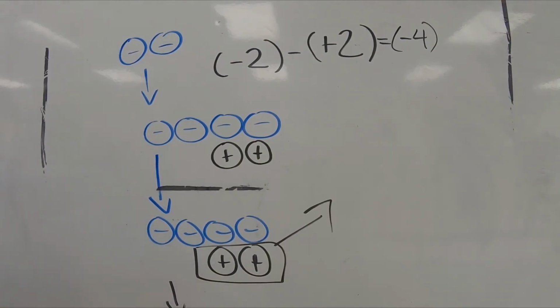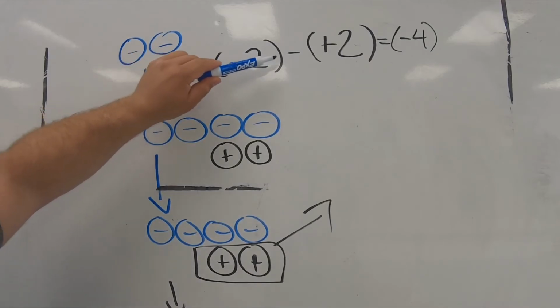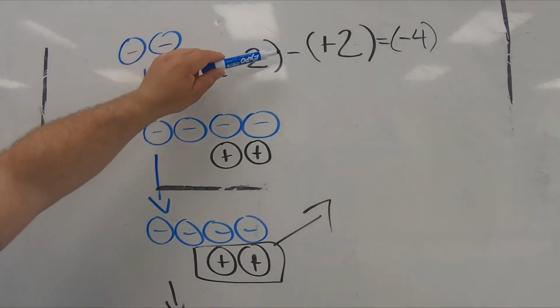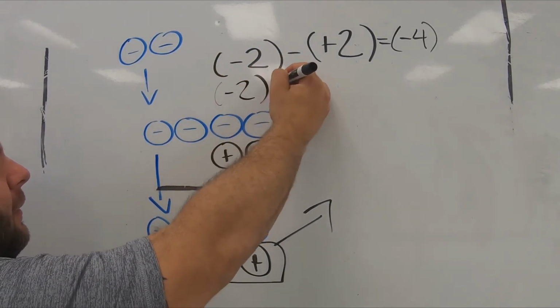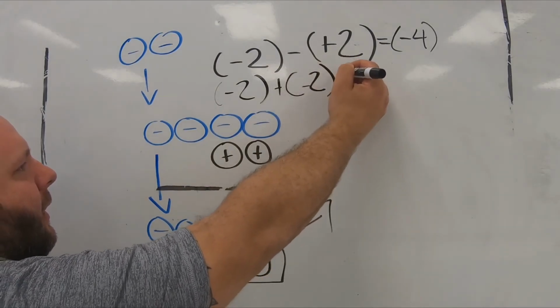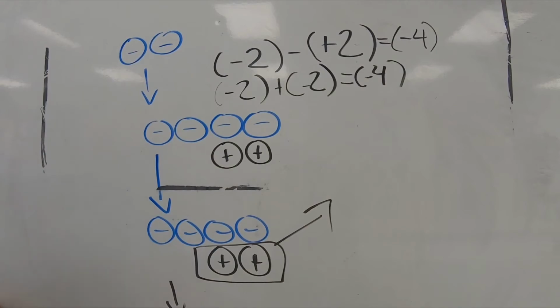Now, let's reverse the operations and see if we get the right answer. -2, take away +2. The rule tells us when I take away a positive, it's the same thing as adding a negative. So -2 plus -2 equals -4. So you can always double check your work by just changing the operation around. Great.